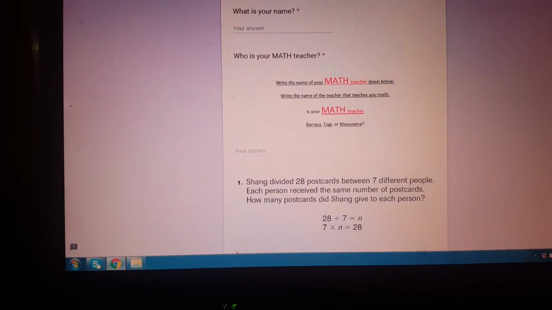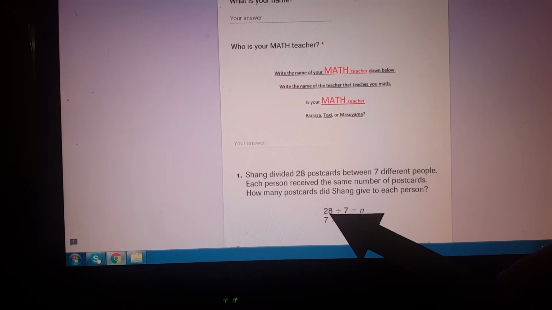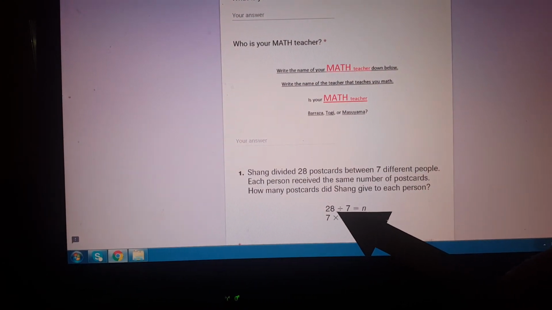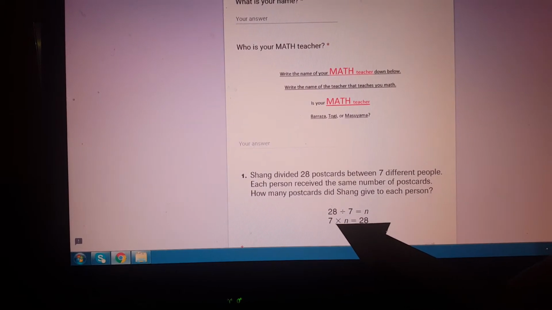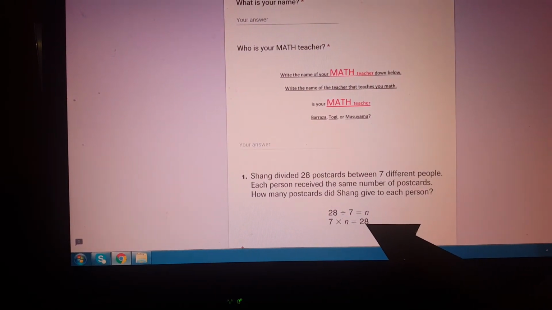Cubes. C-U-B-E-S. Cubes. I forgot to say the S before. 28 divided by 7 equals n. 7 times n equals 28. So let's look at the answers that we can choose from.